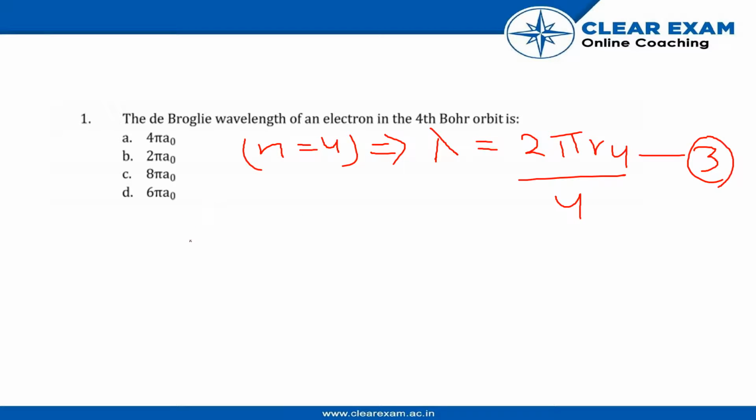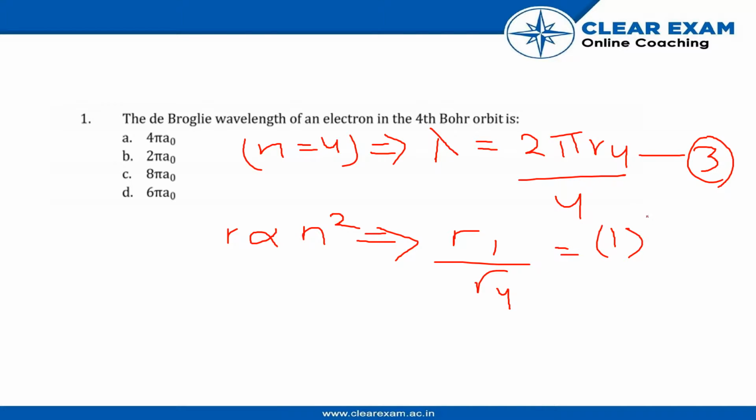As we know, r is directly proportional to n square, the orbits. So here r1 and r4 are the first orbit and the fourth orbit. So here r4 over r1 is 4 square upon 1 square. So this is r for orbit 4. So this is 16r.